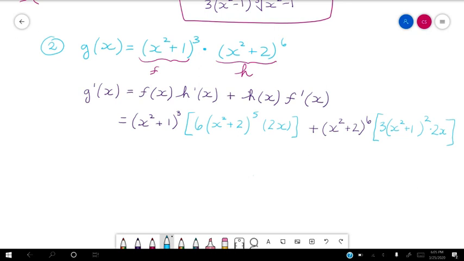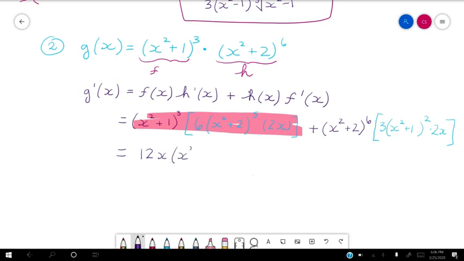So it's time to start cleaning this up. So let's see how we're going to do it. In this first one, this is all one term, right? It's all multiplication. So I'm going to put the constant in front. So I have 6 times a 2x. I'm going to move that to the front. 6 times 2x is 12x. And then I have an x squared plus 1 cubed, and I have an x squared plus 2 to the 5th. All right, and that's that first one.